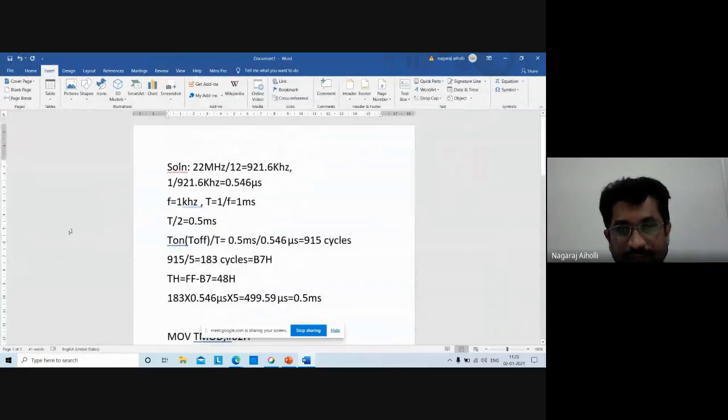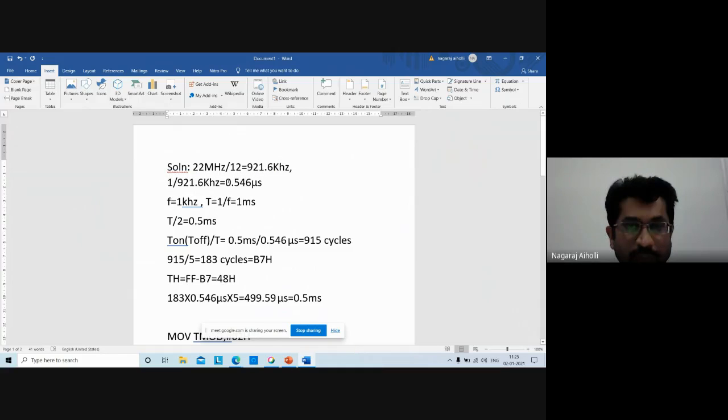See here. Now they have given the crystal frequency as 22 megahertz. So crystal frequency divided by 12 gives the clock frequency, which is 921.6 kilohertz. This is the clock frequency applied for the timer to count. To find the time period of that clock frequency, we take 1 by f, that is 1 divided by 921.6 kilohertz, which comes out to around 0.546 microsecond.